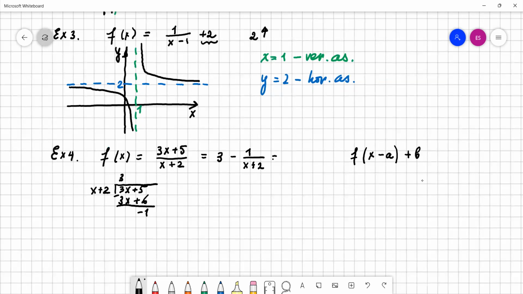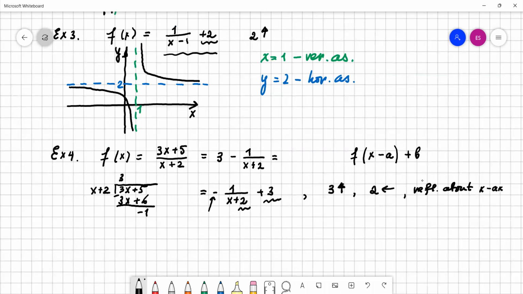I'm going to rewrite it in a form like I had before over here. So I'm going to write it like this: minus 1 over x plus 2 plus 3. Now I'm just going to define my transformations. So first we have 3 units up from over here. Second, we have 2 units to the left from over here. And the third one, we do have a reflection about the x-axis. Why? Because we have a minus. Let me show it, a reflection about the x-axis.